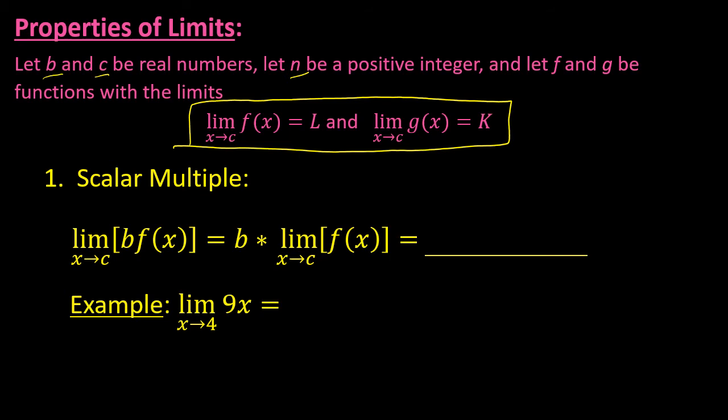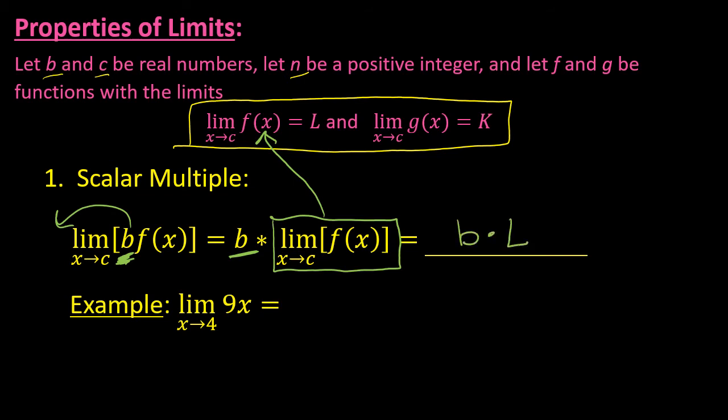So what does a scalar multiple mean? A scalar multiple essentially means we have a scalar, or a number, out in front of my function. So in the end, this means that we have the limit of b times f of x. They are going to take this b right here and move it out front. Now we have b times the limit of f of x as x approaches c, and if you look up here, the limit as x approaches c of f of x is L. So in the end, this just turns into b times L.